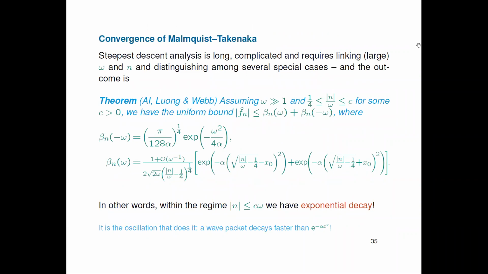Marquis Takenaka: the analysis is even longer, but the outcome is really, really cool. So essentially, it is possible to prove the following. As long as the absolute value of n is less than a constant times omega, remember omega is a large number, the speed of oscillation, then we have exponential convergence. Provable exponential convergence, exponential decay.